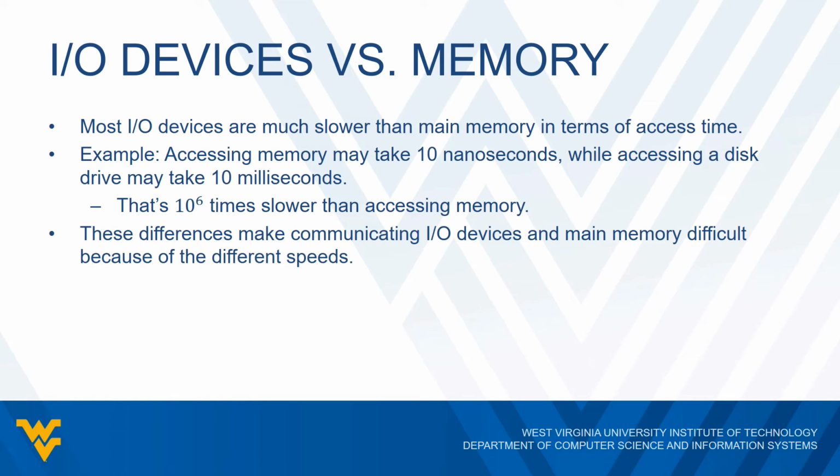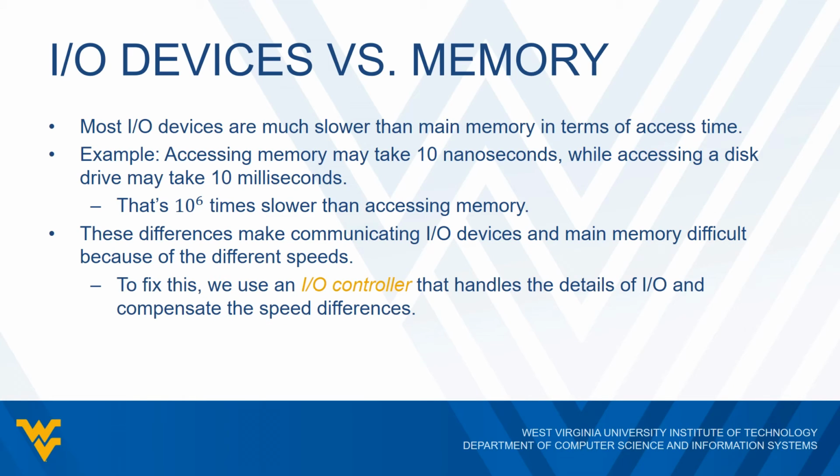And because of these differences, it does make it kind of difficult to deal with I/O devices and main memory at the same time, because we have these different speeds. Now, there is a solution to this. We can use a device that's called an I/O controller. An I/O controller is simply a special purpose computer whose responsibility is to handle all the details of input-output and to compensate for any speed differences between the I/O devices and the other parts of the computer.